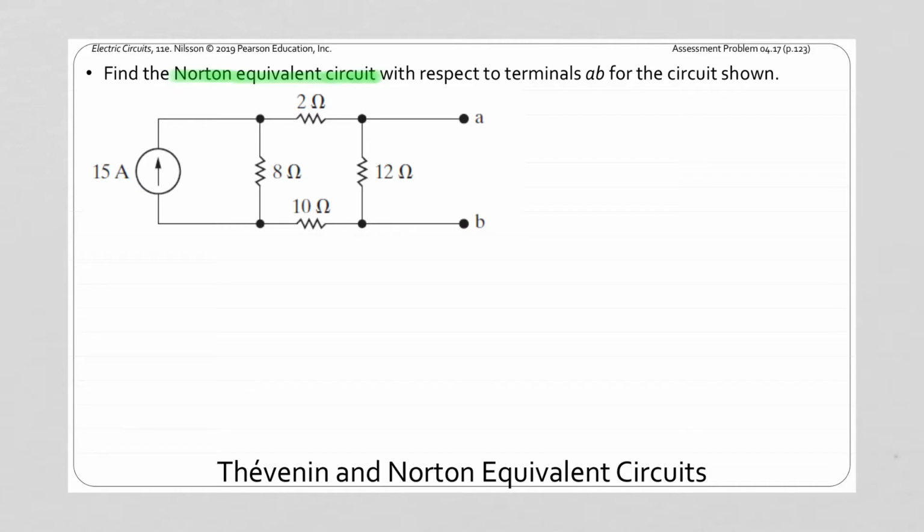So the best way to start in this case is to start simplifying as much as we can until either we reach the Norton equivalent circuit completely, or we simplify the circuit enough that finding the open circuit voltage and the short circuit current are easier than they'd be right now.